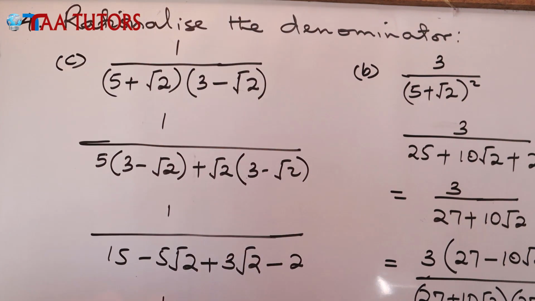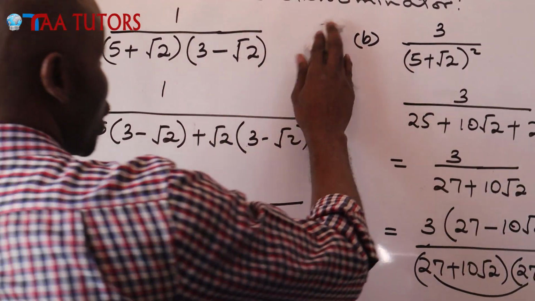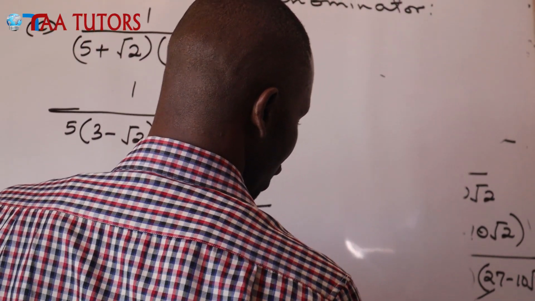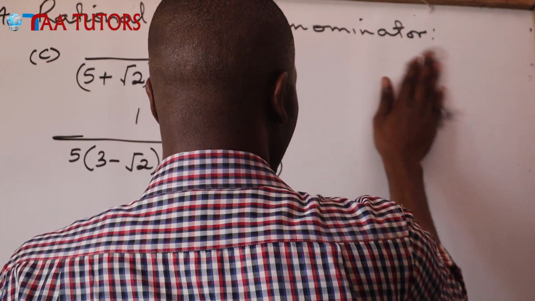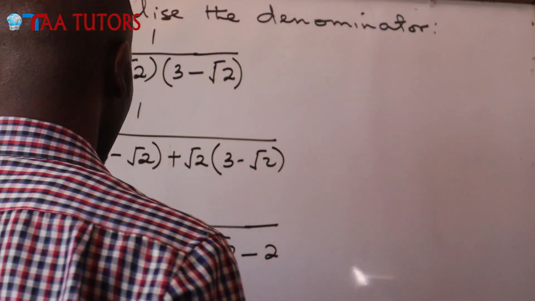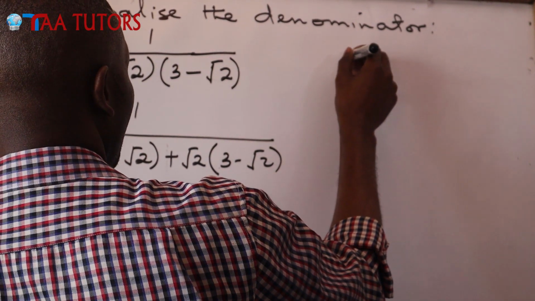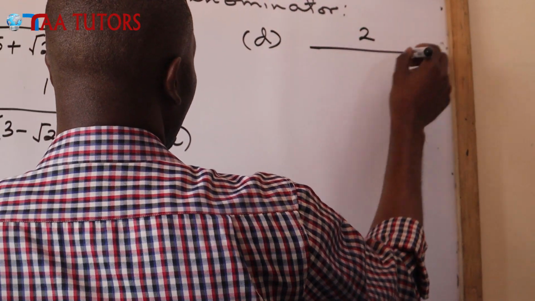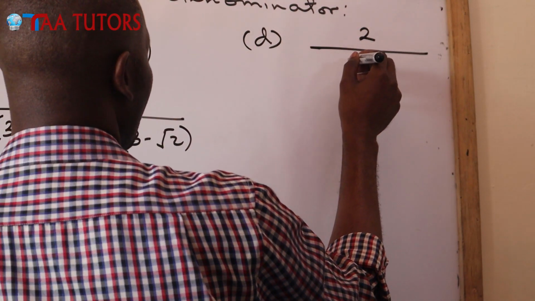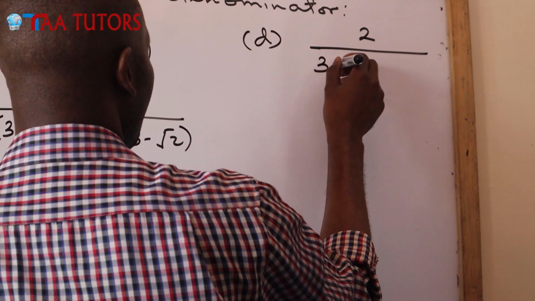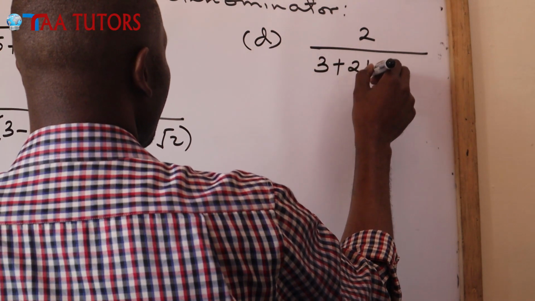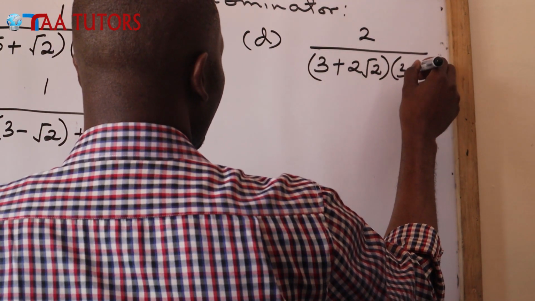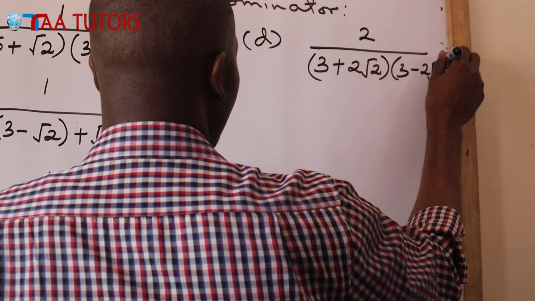Now viewers, you realize that we have done a lot, and before I forget, there's something that students will always get mixed up with, and then when they get mixed up, they end up in crisis. If you have something like 2 over 3 plus 2 surd 2 into 3 minus 2 surd 2.